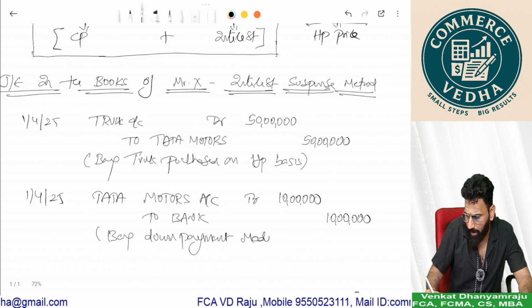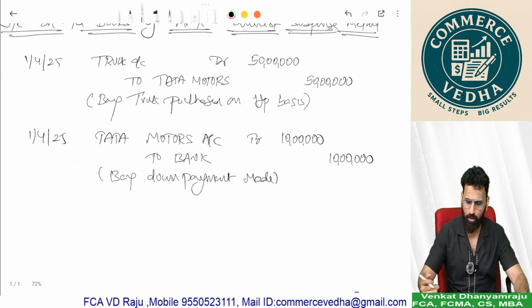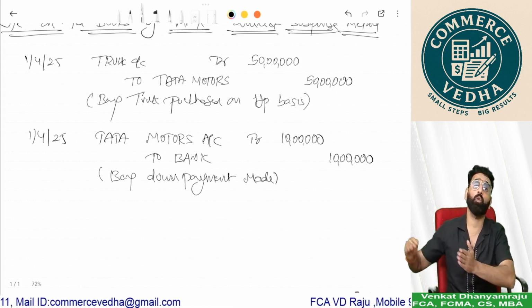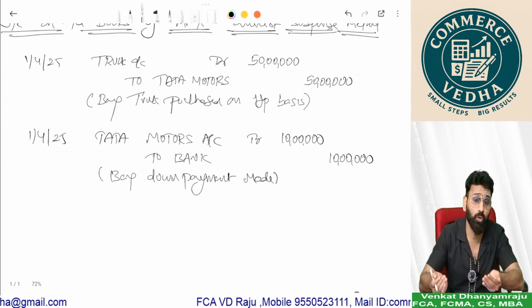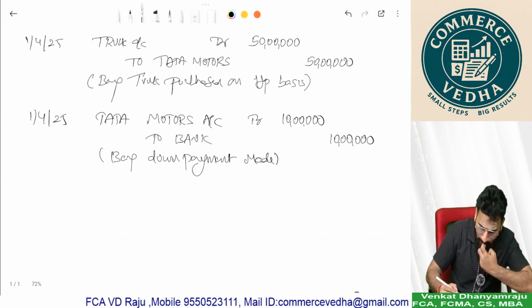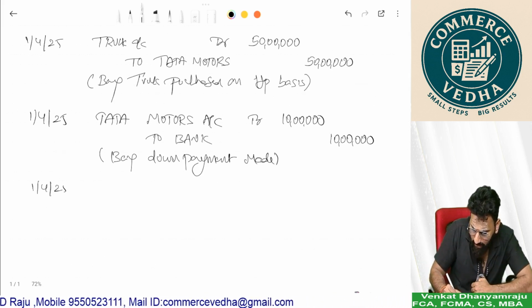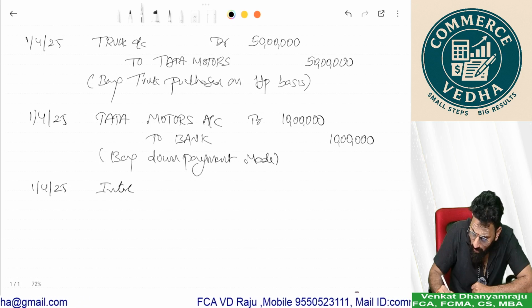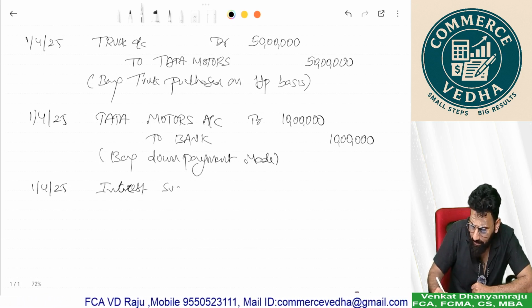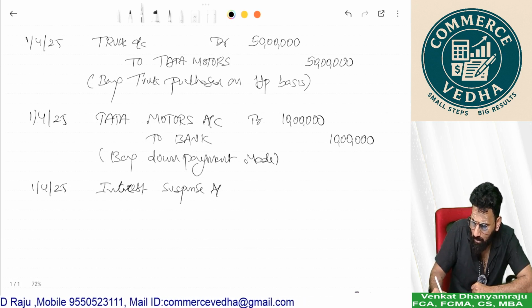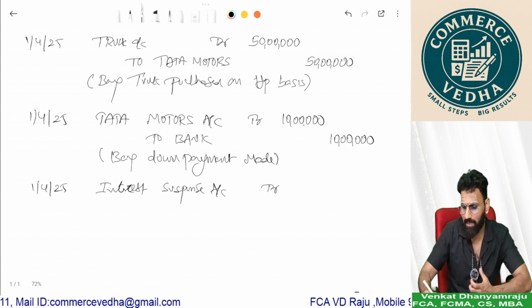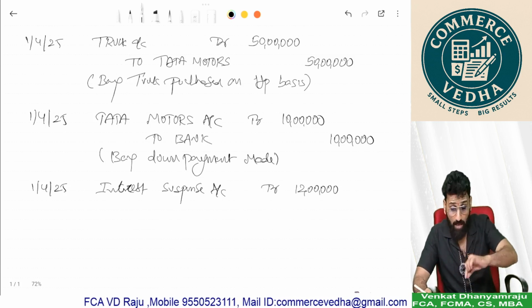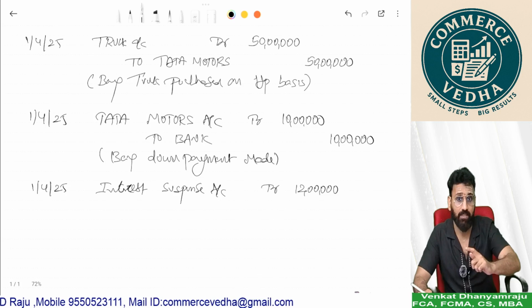Down payment made. So the balance payable to Tata Motors is 40 lakhs. Now in the previous method we are accruing interest as and when it is due, but here what we do is, on the same date, interest suspense method, what I'll write here is interest suspense account debit my total interest, which is 12 lakhs. Suspense, I'm not accounting as an expense. I'm creating an asset, suspense account.